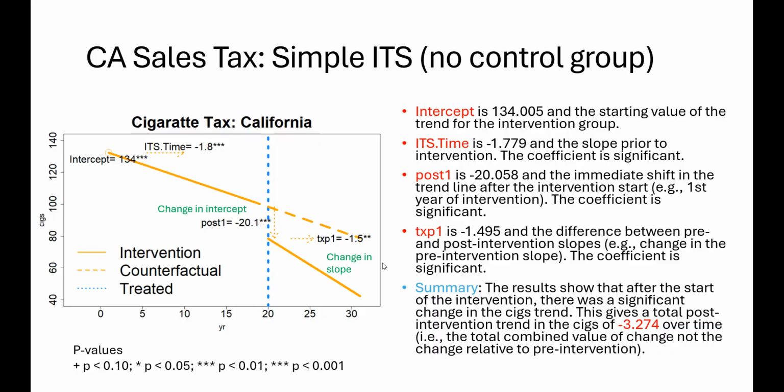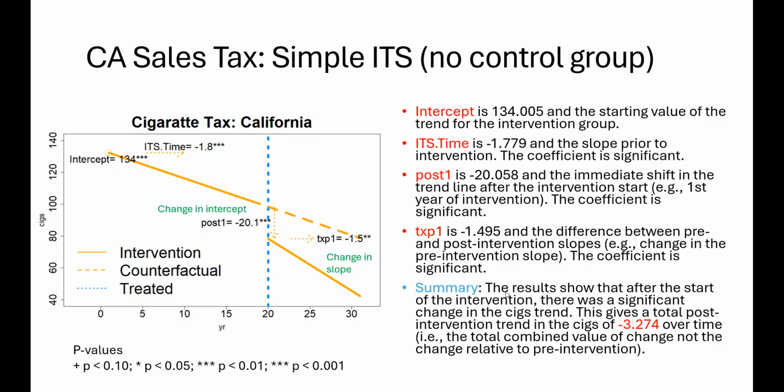So there's an additional 1.5 packs fewer cigarettes being sold in California year after year. So we know that's the change in the trends between before and after that intervention started, before and after that sales tax, and we see that's also a very significant result. That p-value is less than 0.01.